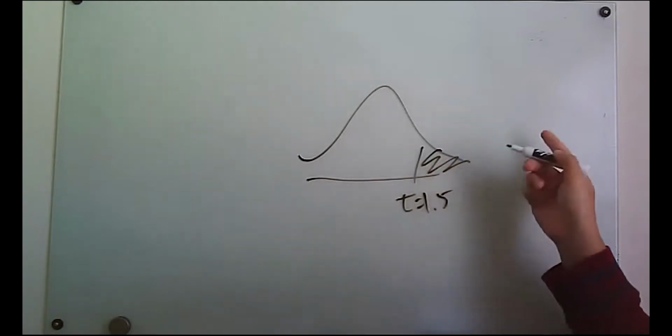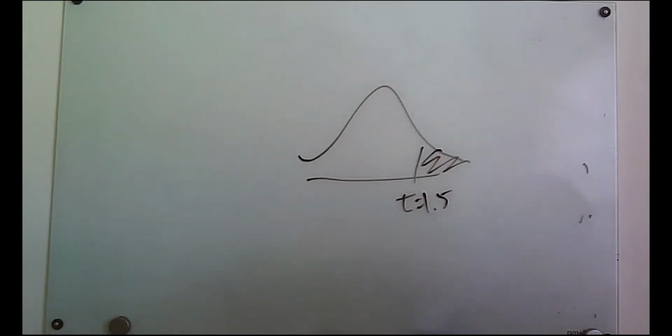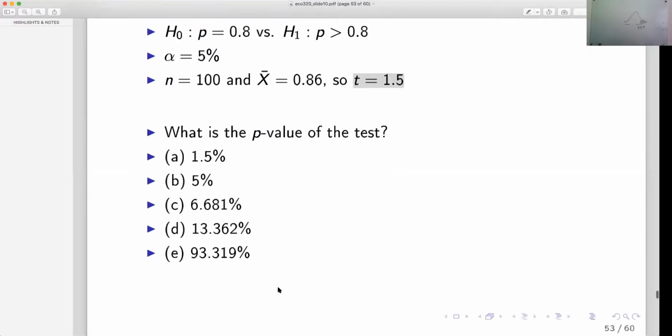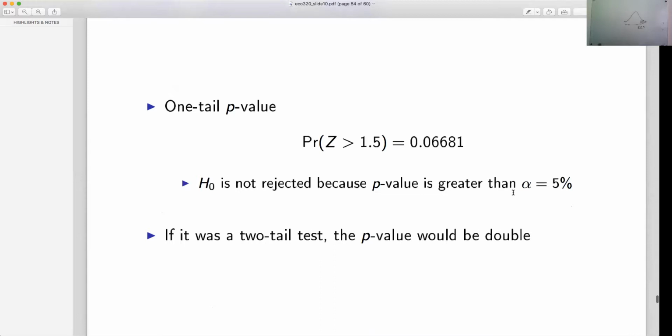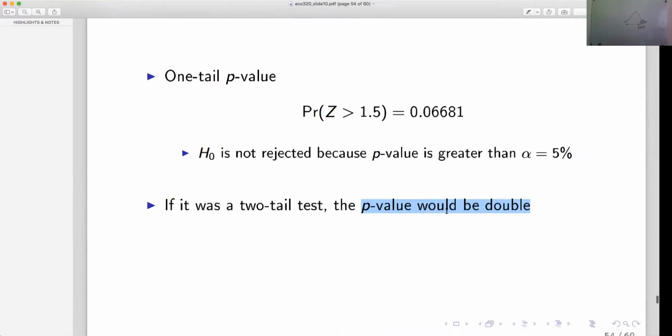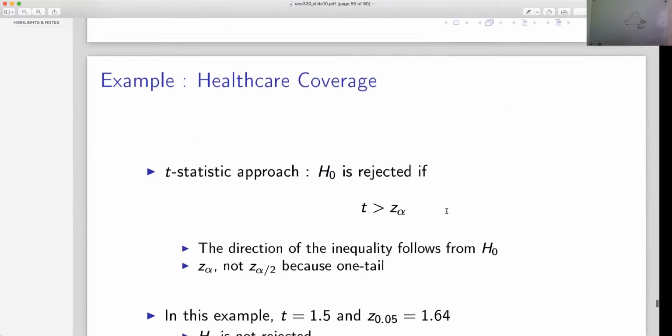So we are looking for this area. You should be able to calculate from the table, so it's not a problem. You should be able to get that, which is 6.7%. So we do not reject at 5%, but we can reject at 10%. If it was a two-tail test, the p-value would be doubled, so it would be more than 10%. So we cannot even reject at 10% level.